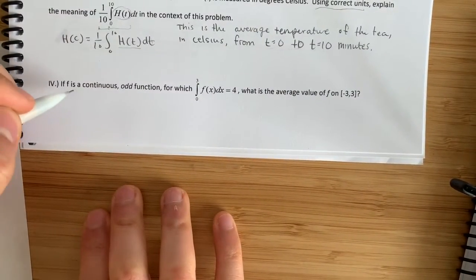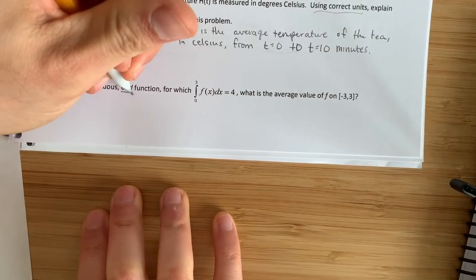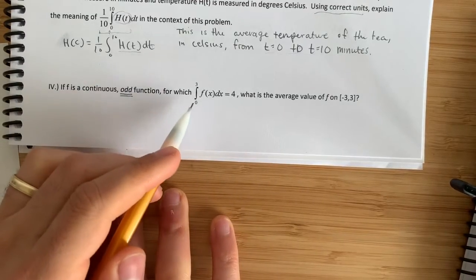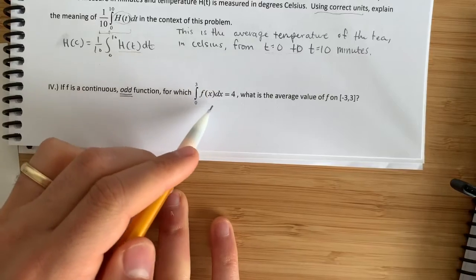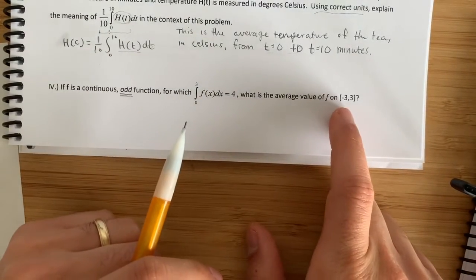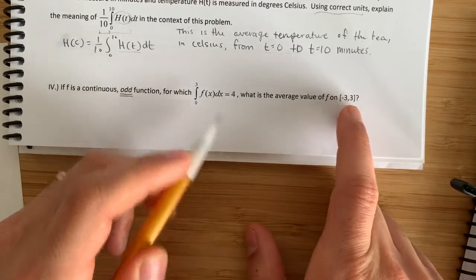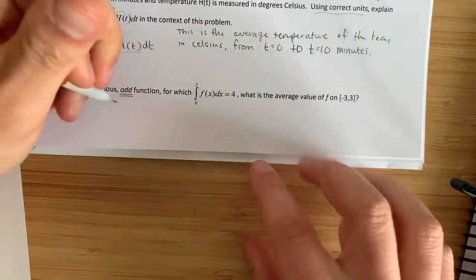If f is a continuous odd function, that's not normally there, but that must mean something, for which the integral from 0 to 3, so just the regular net change, is 4, what is the average value of f between negative 3 and 3? So this integral only goes from 0 to 3, but the interval here goes from negative 3 to 3.